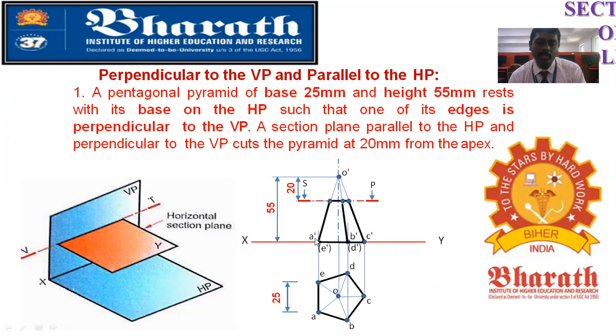So A to O is your visible slant edge. At A to O it is cutting, that is point 1 dash. And B to O it is cutting, that is 2 dash. Then C to O it is cutting, that is 3 dash.